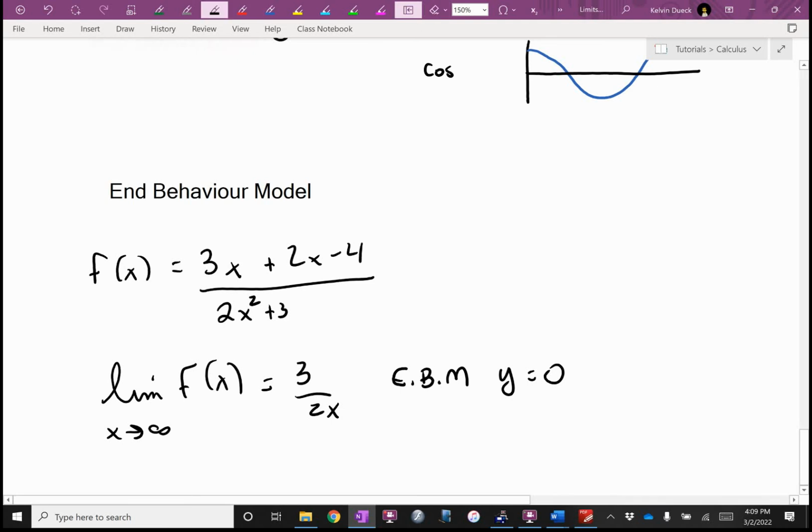What if instead I had that? Then I'll have that. You know what? This will end up as the line y equals 3 over 2, which is a horizontal line 1.5 high. It'll be behaving like a horizontal line. That's kind of the gist of end behavior models. They're really handy if you're wondering, hey, what does the graph look like way out there? Do a quick end behavior model, limit as x approaches positive and negative infinity, and hopefully you'll recognize what's left behind and know what it looks like.